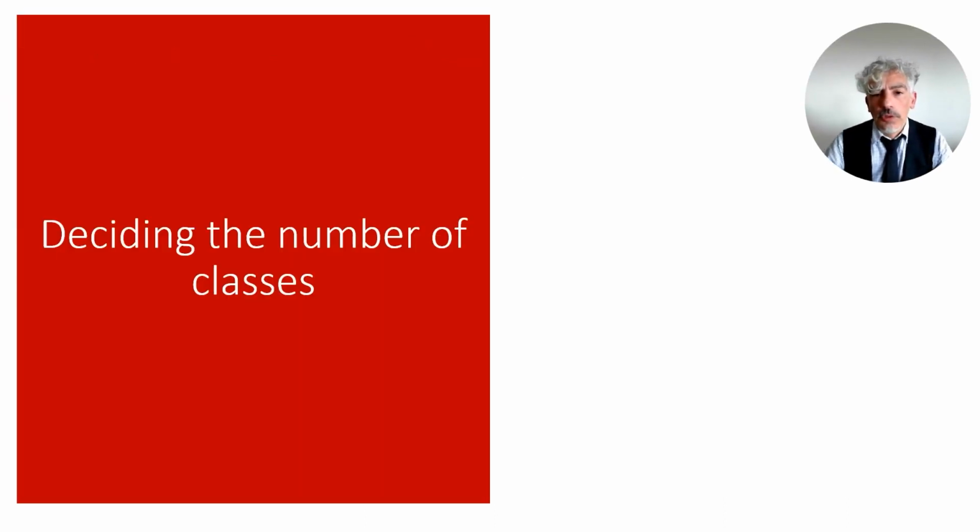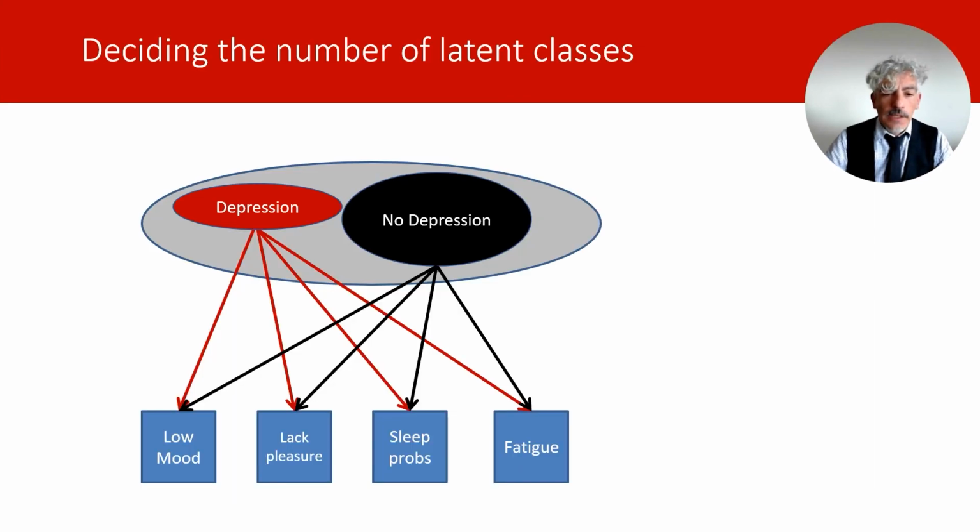Now I'm going to talk about how we can decide on the number of latent classes we want to estimate. And provided we have a stable solution, we want to know how many latent classes can reliably explain the different patterns of behaviors we have observed in our participants. For example, do we need only 2 categories of depression to explain differences in symptoms of depression?